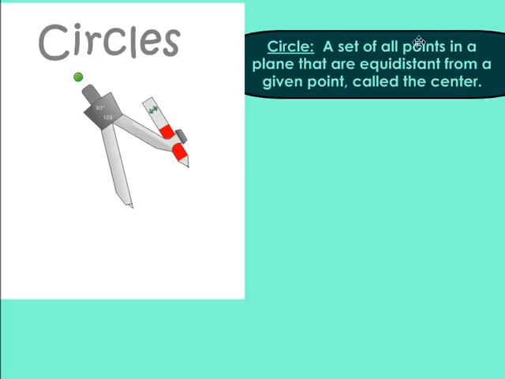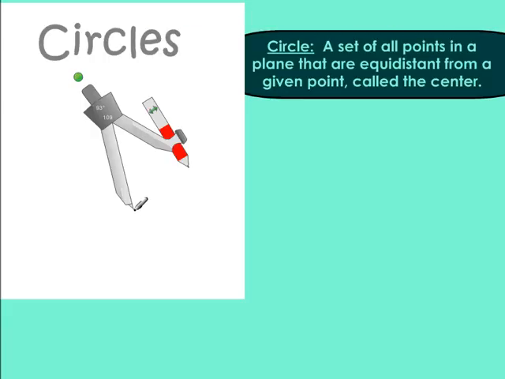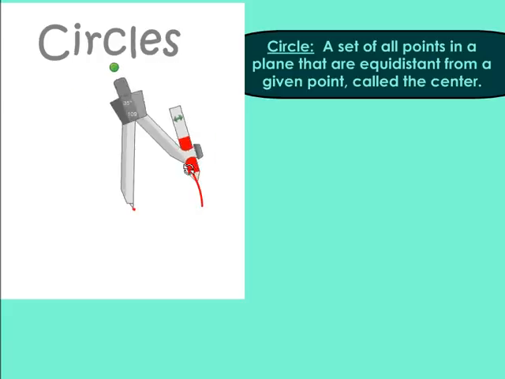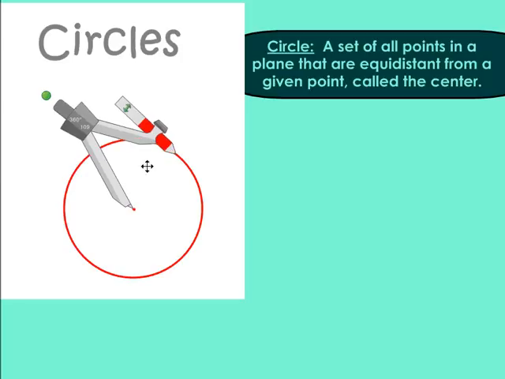A circle is a set of all points in a plane that are equidistant from a given point called the center. And oftentimes we use a compass to draw circles, and it shows us exactly what we're talking about here. So if you have some center, and that's usually formed by the tip of that compass, and you are drawing all points that are the same distance away, then you've drawn a circle.